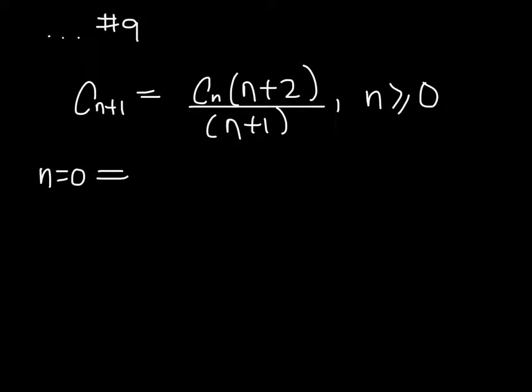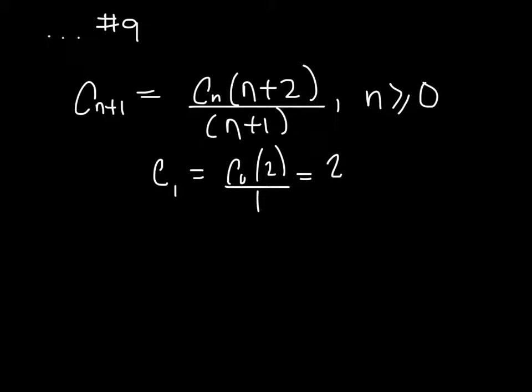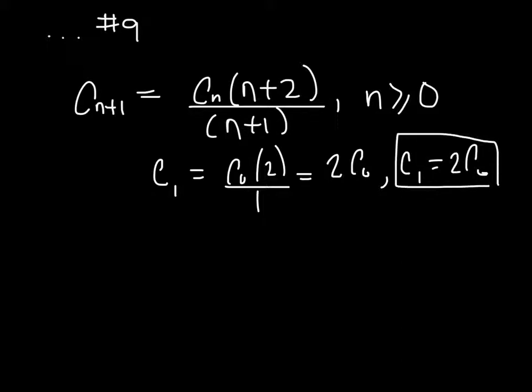If n is 0, I'm just inputting 0 for my n's. So I have 0 plus 1, so C1 equals C naught times 0 plus 2, so 2 over 1 if you want to write that. So I'm just left with 2C0. And let me just go ahead and write it in. C1, just so we can have a nice clear relationship, is 2C naught.